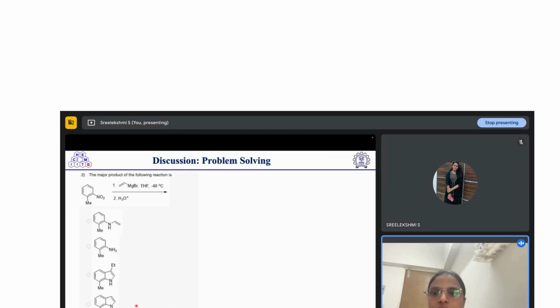Now moving on to the second question, the major product of the following reaction, that is here this benzene ring substituted with methyl group and nitro group over ortho position. So to this we are adding this vinyl magnesium bromide in THF at minus 40 degrees Celsius followed by hydrolysis, which will be the major product out of these four options given here. So here, as we can see, this is an example of a reaction of an organomagnesium reagent, and here this nitro group will be the primary reaction center of this Grignard reagent. So think on that way and try to get the product.